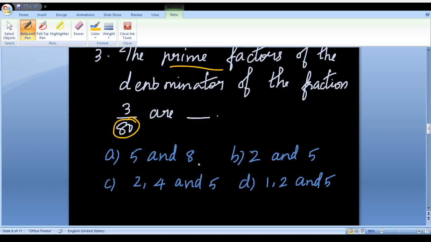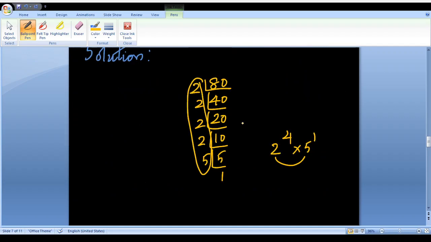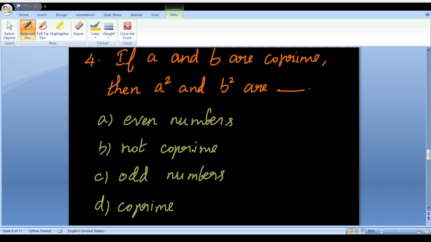So see in the options whether we have 2 and 5 alone. We have option B, so 2 and 5. So this is the answer for the third question. I hope that this is clear for everyone. Okay, now we'll move to the fourth question.